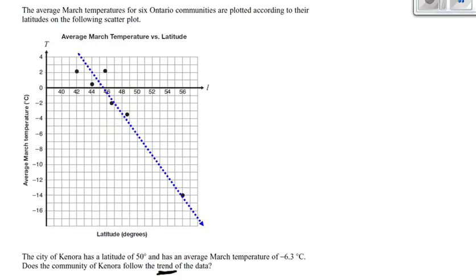So let's add the city of Kenora to the graph and see if it fits the trend or not. So 50 degrees and negative 6.3 is right about here. Boy, that sure seems to fit the trend. Based on what we've just done, I would say that yes, Kenora fits the trend. If I had to justify my answer, I would say refer to the line of best fit as graphed.